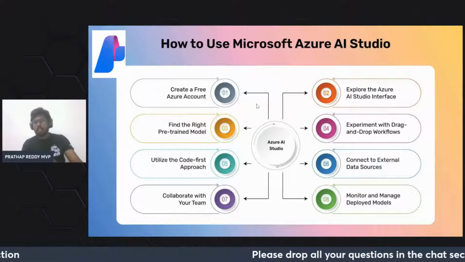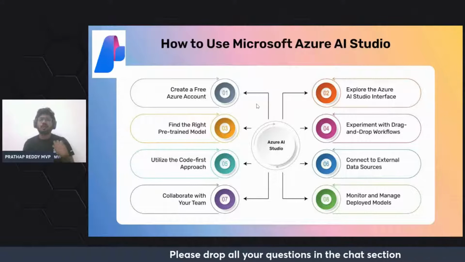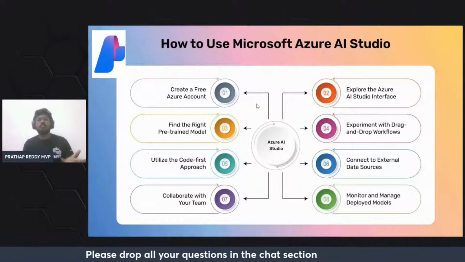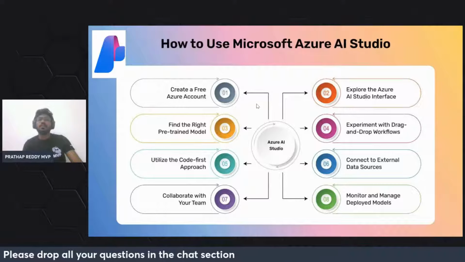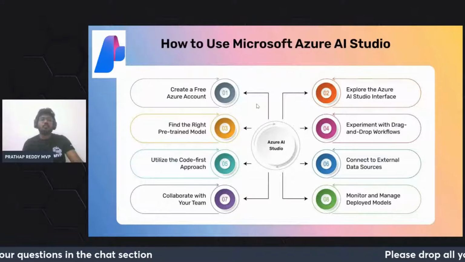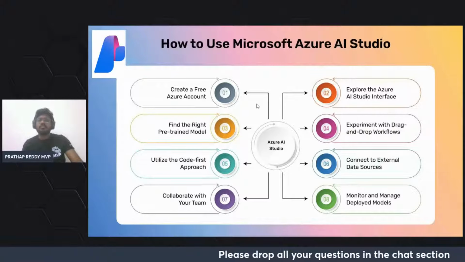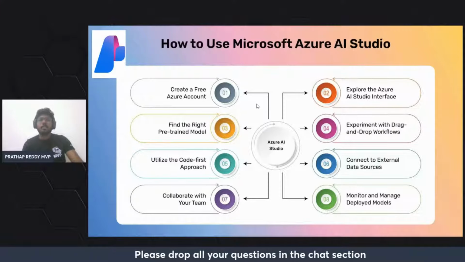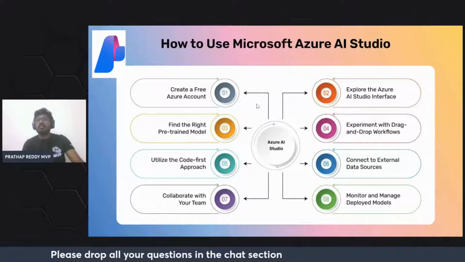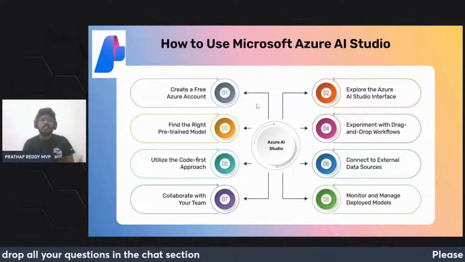And now these are the steps for how we can create this custom Copilot, like how we can use this Azure AI Studio. Initially we need to create one Azure account. The second thing is to explore the interface of this Azure AI Studio. Then you can select a pre-trained model.